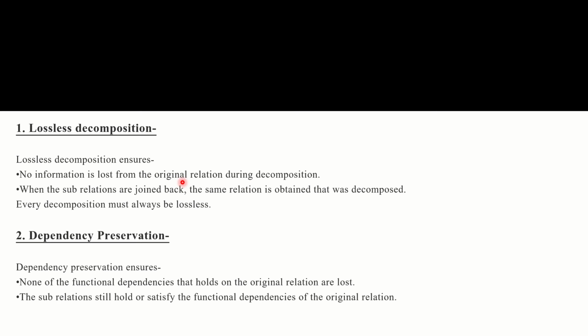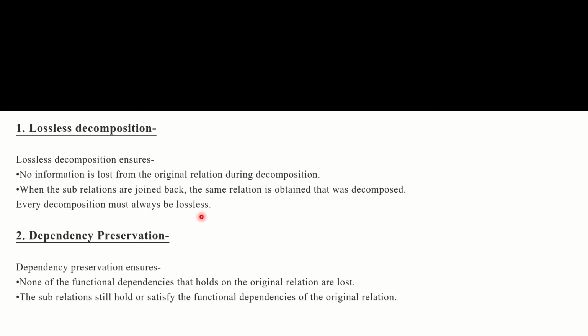So that will be guaranteed. So that is the lossless decomposition. The second point is that when we are joining all the subrelations back, we will get the original table that was decomposed. Okay, and every decomposition must always be lossless.